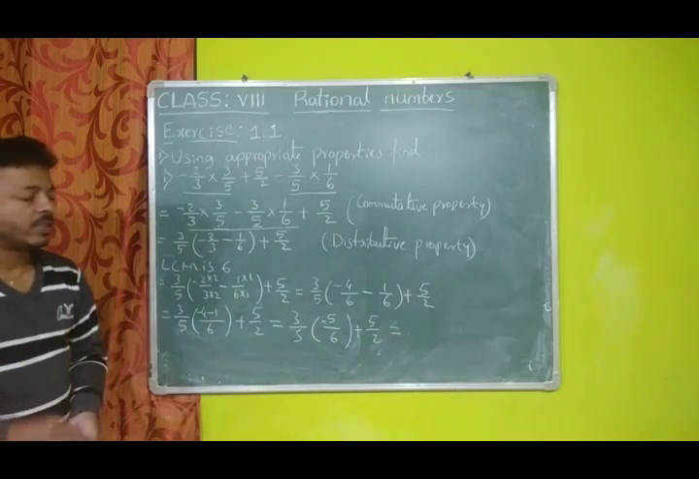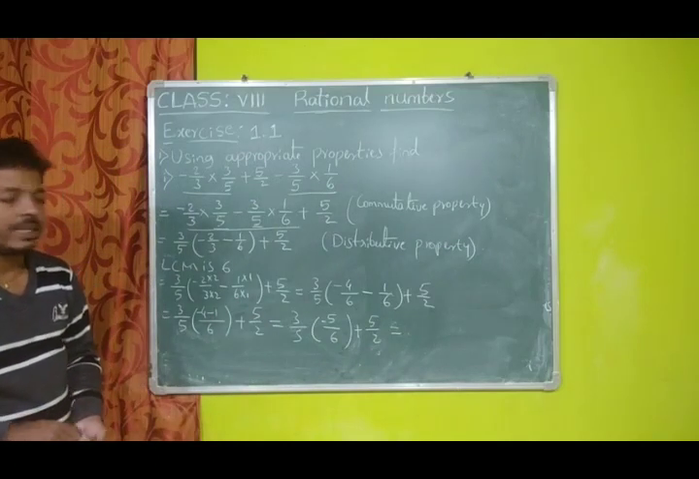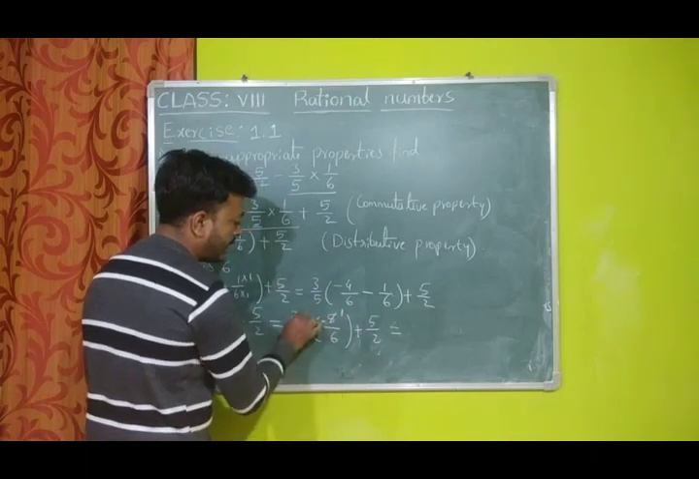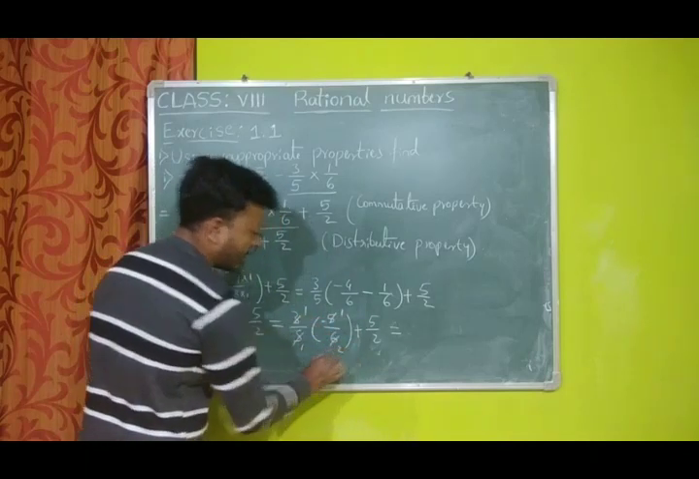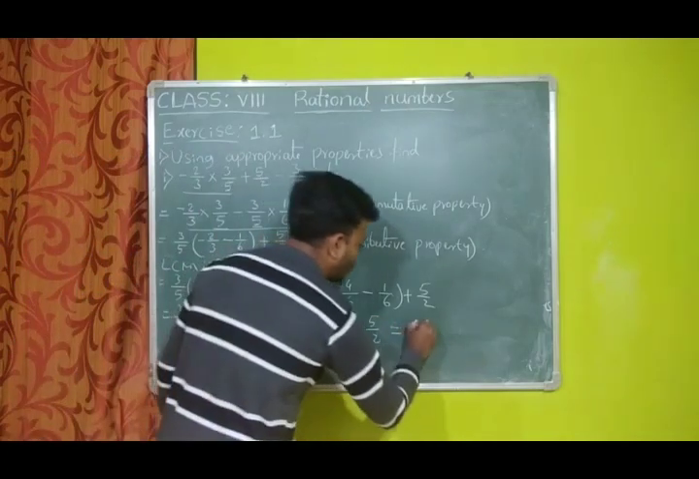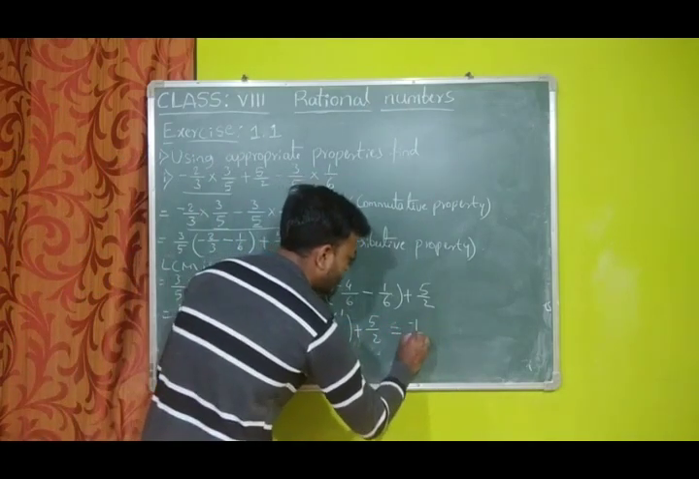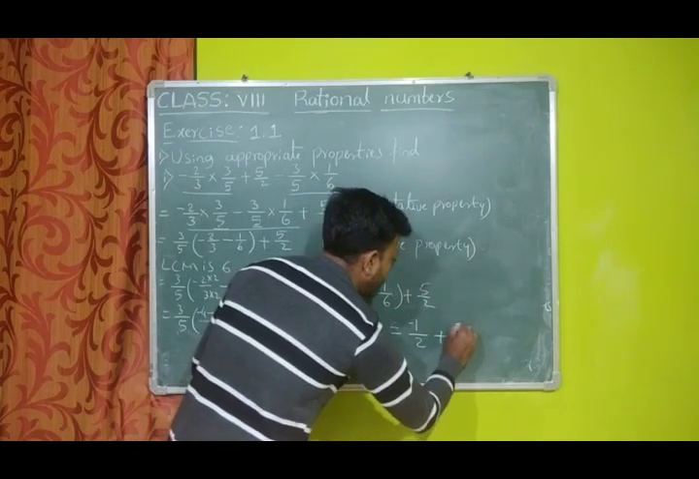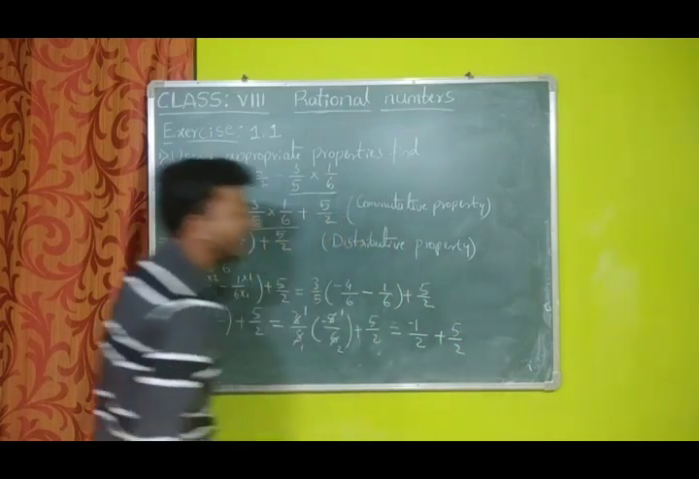Now, it's not possible to apply any property here. So that's why you just cancel it. 5 ones are 5, 5 ones are 5. 3 ones are 3, 3 twos are 6. Now what remains? 1 into 1 is 1, and plus into minus is minus 1, divided by 1 into 2 is 2, plus 5 by 2. And do the simplification.